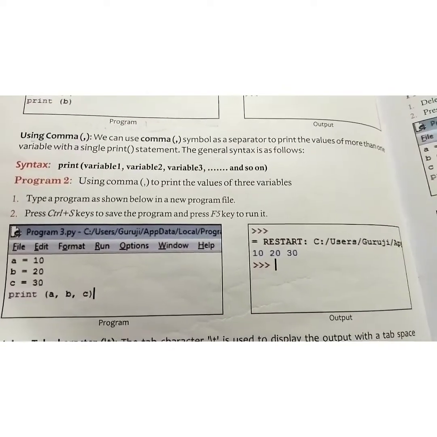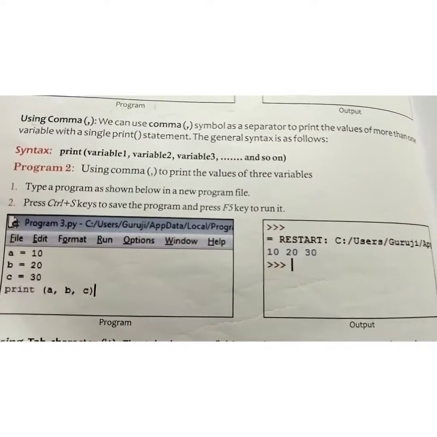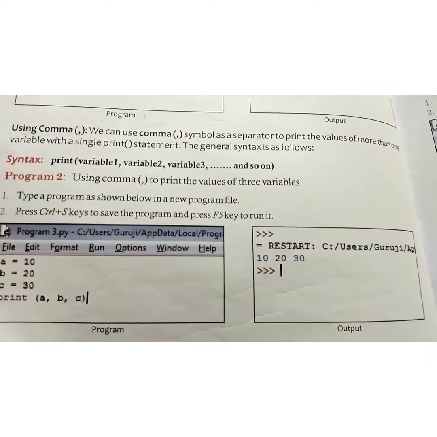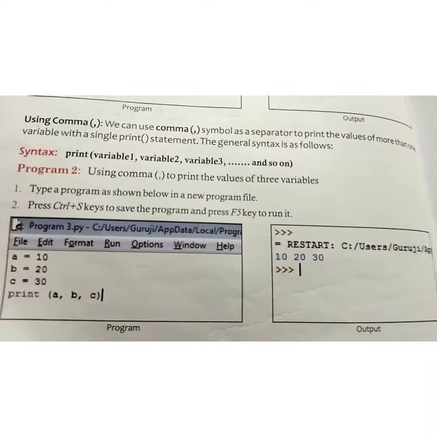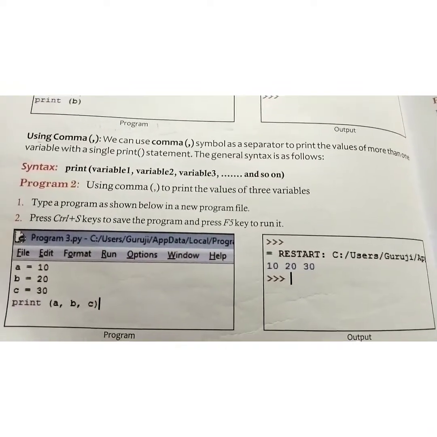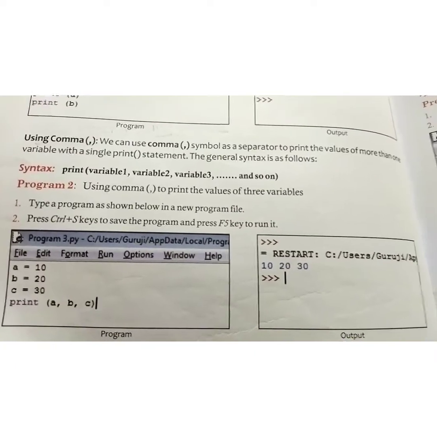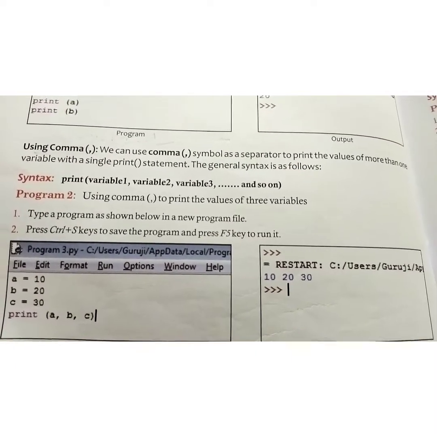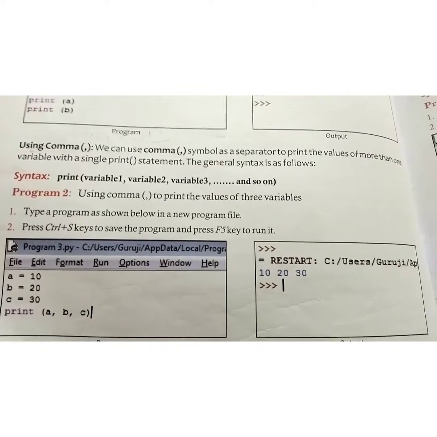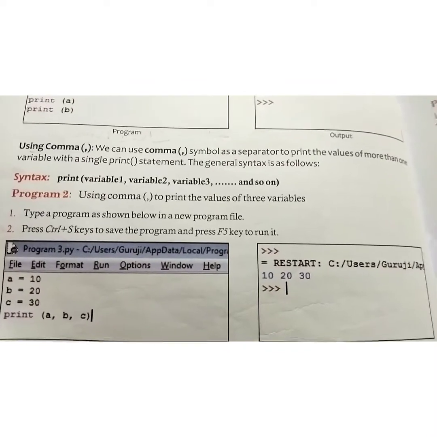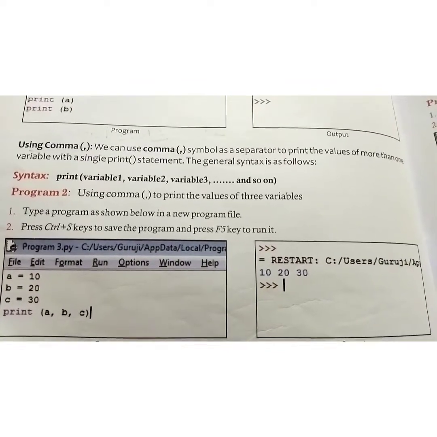Next, type the program as shown below in a new program file. Press Ctrl+S to save the program and press the F5 key to run it. So let's see this student program: A equal 10, B 20, C 30. Print the values of A, B, C, and in between put a comma. You will see the output is 10, 20, 30. So a comma symbol is used in this program.